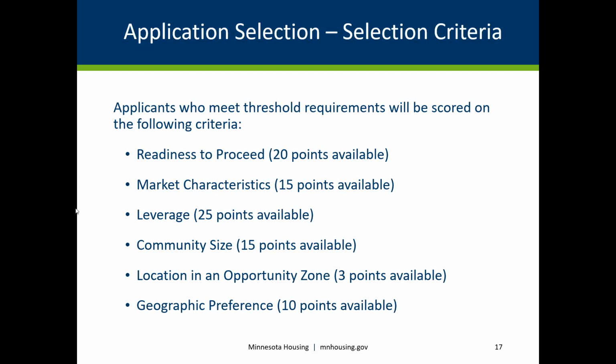Can you repeat what size communities point out the best? Okay, so 5,000 or less is going to point out the best at 15 points. And then 5,001 to 30,000 will be 7 points. And above 30,000 is 0 points.